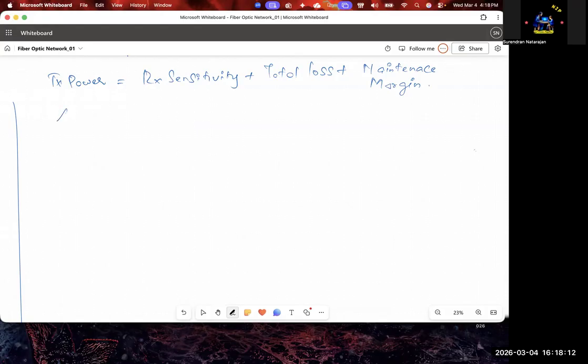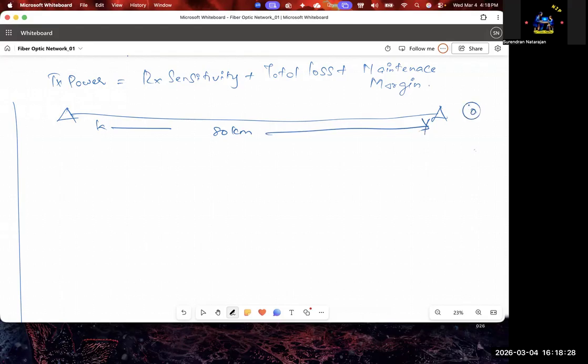Okay. Let's do another example again. Here this is again an 80-kilometer link, and we have a 4-kilometer drum. Now let's start again. We will find out the first one. We know the Rx sensitivity. From the vendor sheet, we found a value of minus 20 dB.